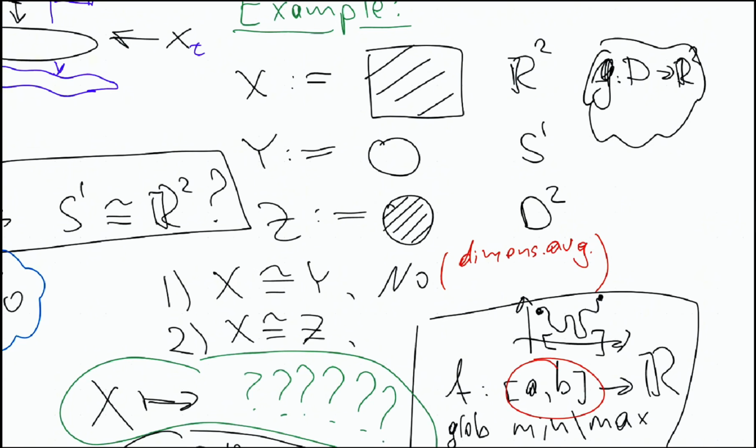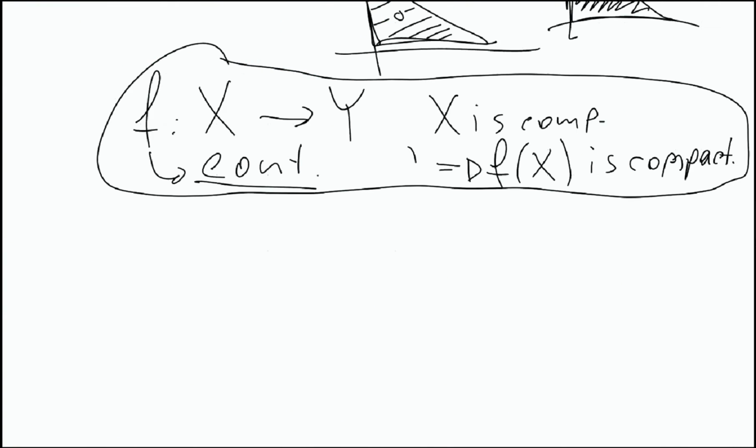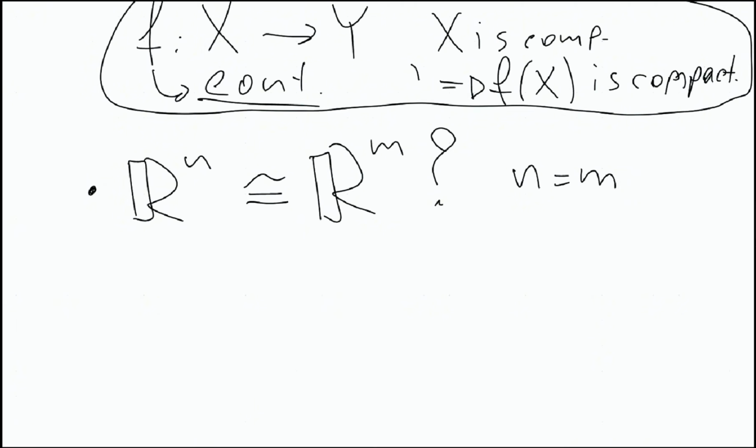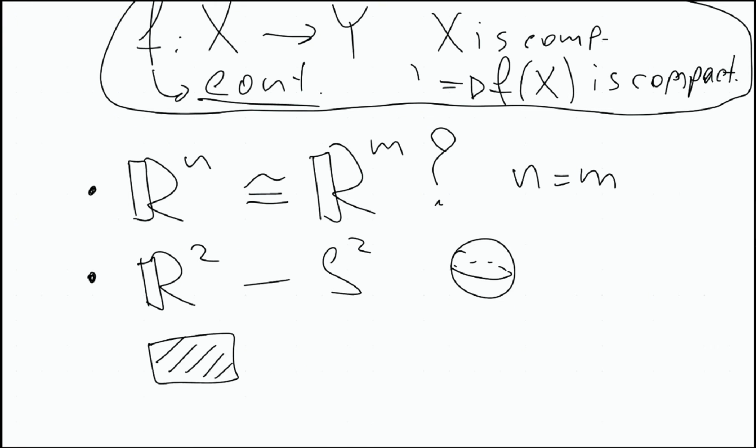So far, we used two invariants. The first invariant is dimension, and the second invariant is a property, compactness of the space. For example, Rn is homeomorphic to Rm exactly when n equals m. Here you use the concept of dimension. But what about R2 and S2, where S2 is a sphere? Are they homeomorphic or not? No, they're not. Why not? Because R2 is not a compact set, but S2 is a compact set.